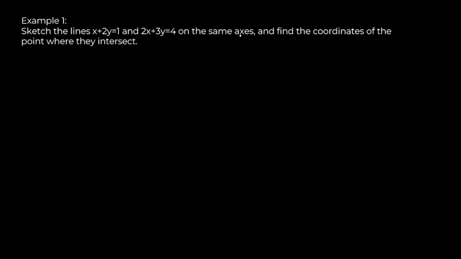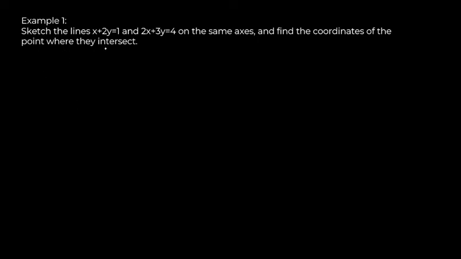Now, in order for us to find the point of intersection of any two lines given their equations, all we need to do is to solve the equations simultaneously and find the value of the x and the y coordinate, and that will give us the point of intersection of these two lines. So let's begin by looking at an example.